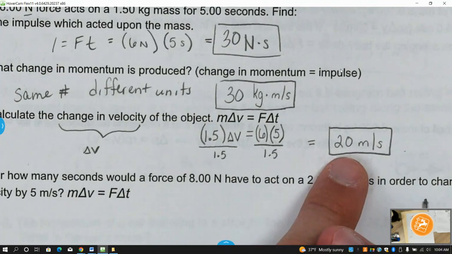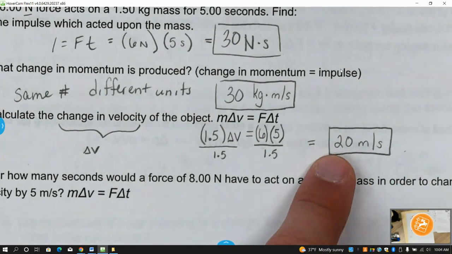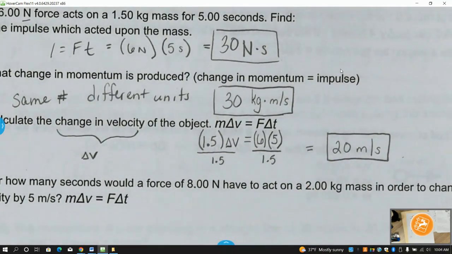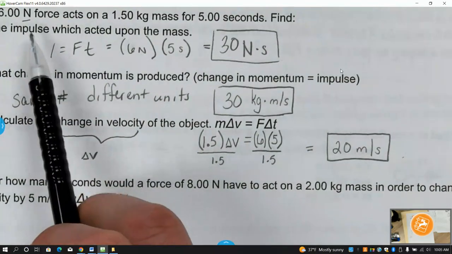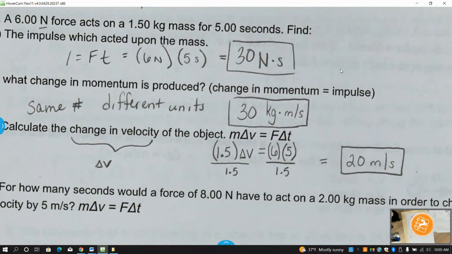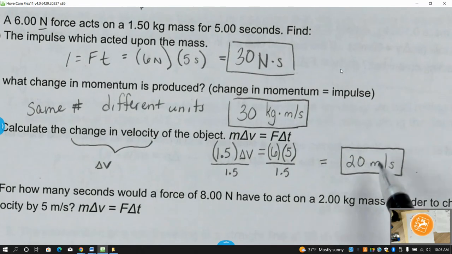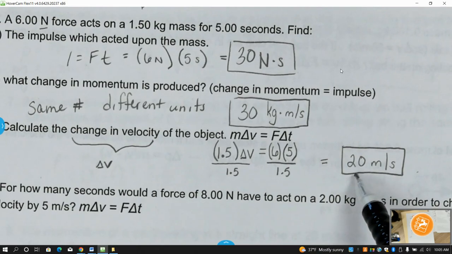So basically imagine you're riding a little bike, and you're moving at 5 meters per second, let's say. Someone comes from behind, pushes on you with 6 newtons of force for 5 seconds, and now you have increased your speed by 20 meters per second. What would your new speed be, or your final speed? You increased by 20.